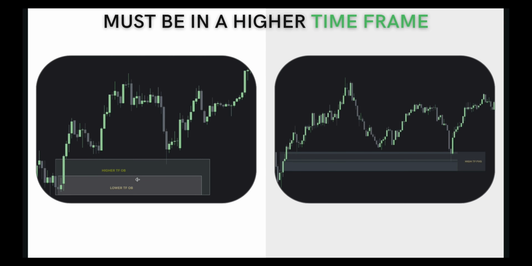Open up the charts, see if you can find any trades that you have missed or maybe didn't get tapped into, and see if maybe going up a higher time frame would have helped you out in choosing a better area of interest. Okay, so let's move on.